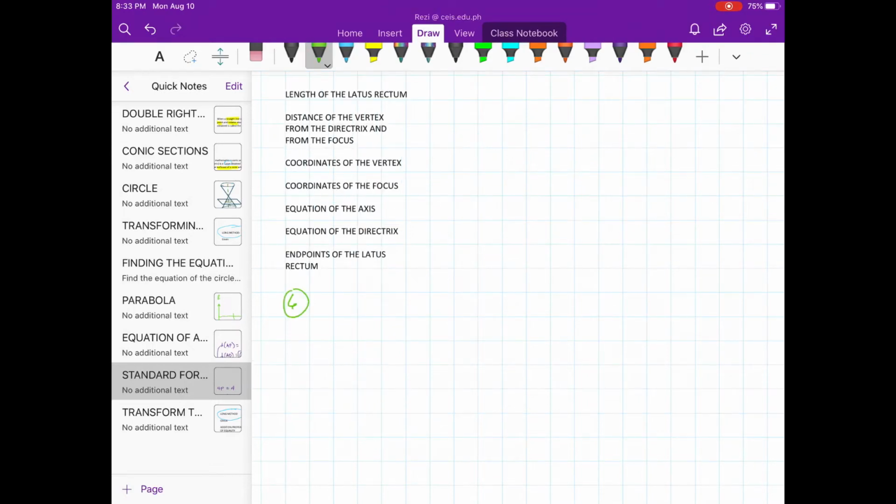Now let's try this. X plus 2 squared is equal to negative 4, y minus 2. So from here, we can see that negative 4 is our value of 4p. Therefore, the opening of the parabola is downward. From x squared is equal to 4py, our 4p is equal to negative 4. And our p is equal to negative 1.